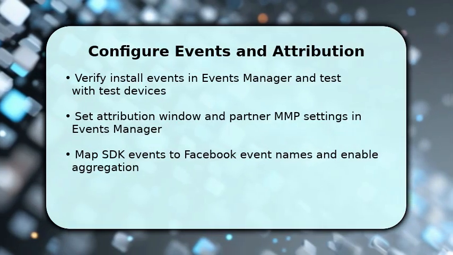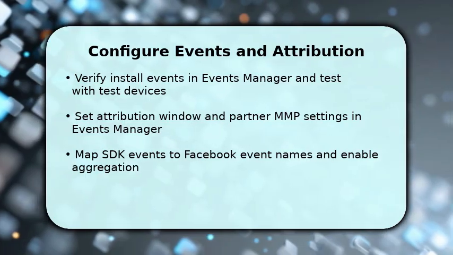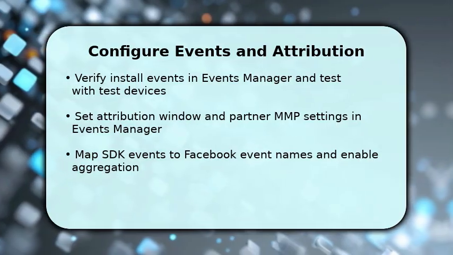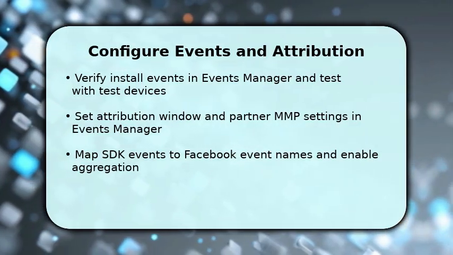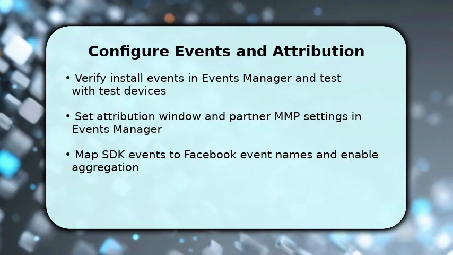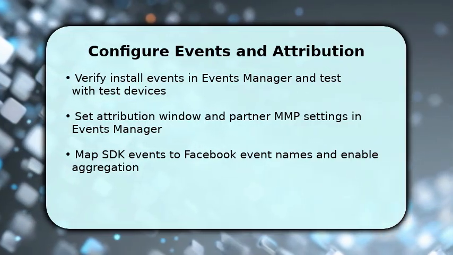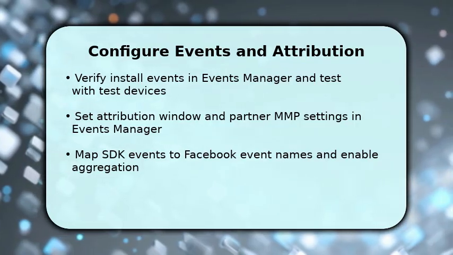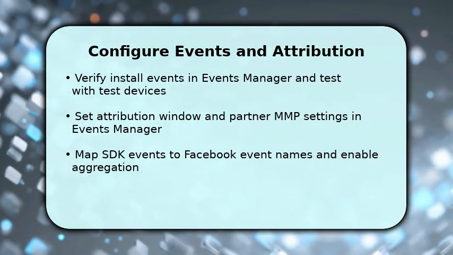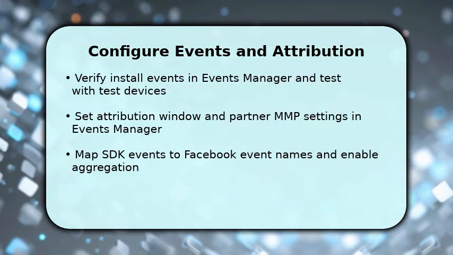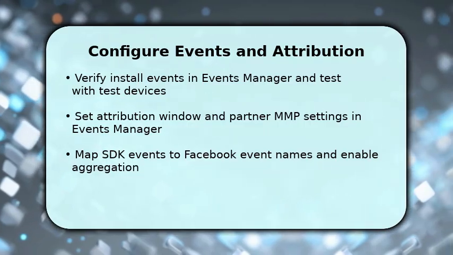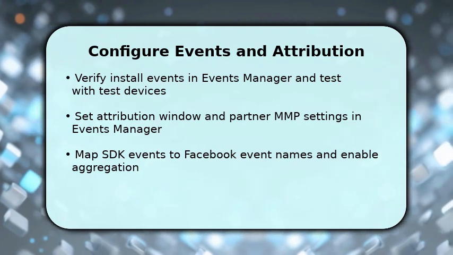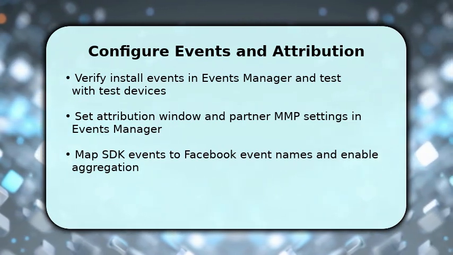Now you need accurate event configuration and attribution. In Events Manager, confirm install events appear from your test devices. Use the Test Events tab to validate SDK calls. Then set your attribution window, commonly 7-day click and 1-day view, and, if using an MMP, link the partner and configure postback settings. Make sure event names in the SDK are mapped to Facebook standard events so ads reporting receives them. Doing this prevents mismatches between ad clicks and the installs reported.